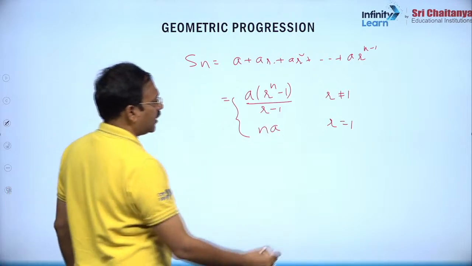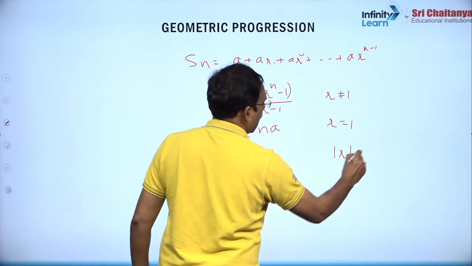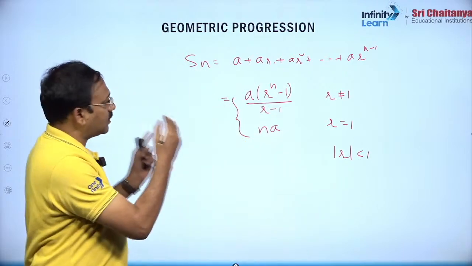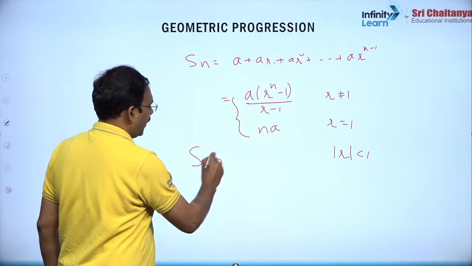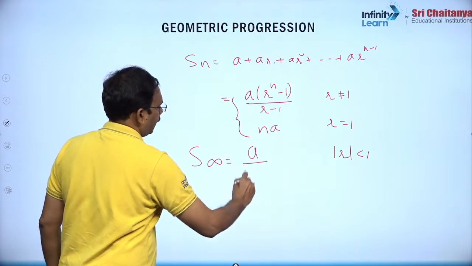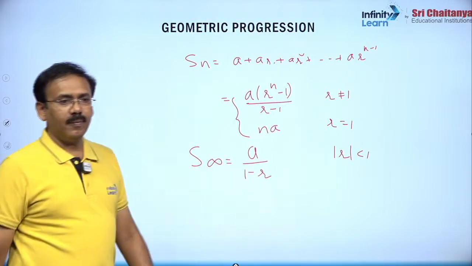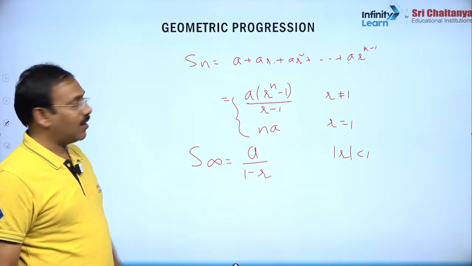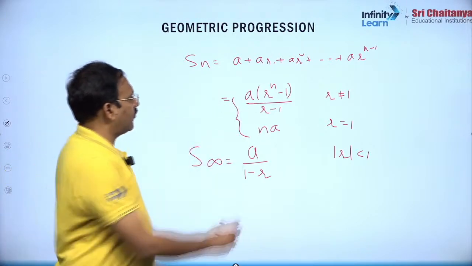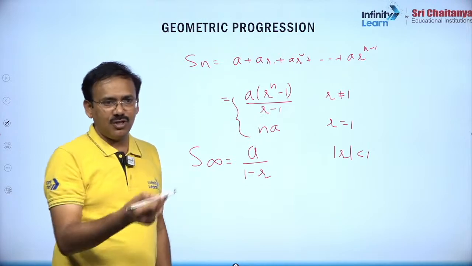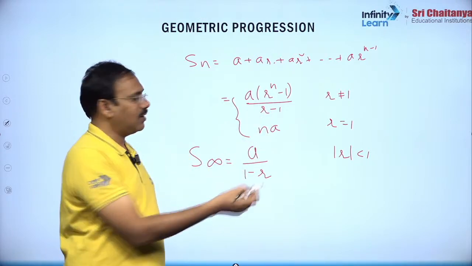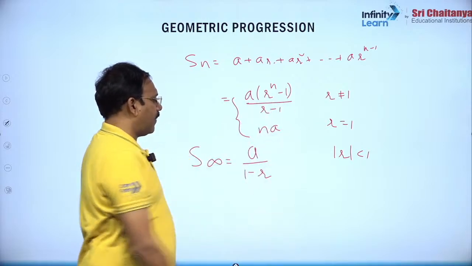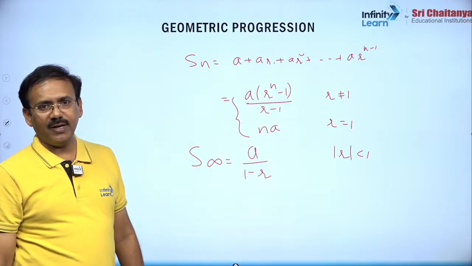And especially if mod R is less than 1, the magnitude of the terms will get diminished. You can also find the sum of infinite terms, A by 1 minus R, my dear friends. So, 1 minus R in the sense, you see in this formula R power n becomes 0 as n tends to infinity, because R is a number between 0 and 1. When this becomes 0, A by 1 minus R you are going to get, my dear friends.